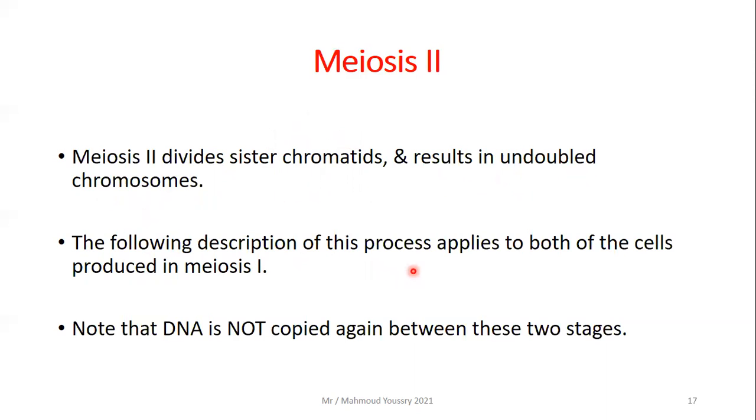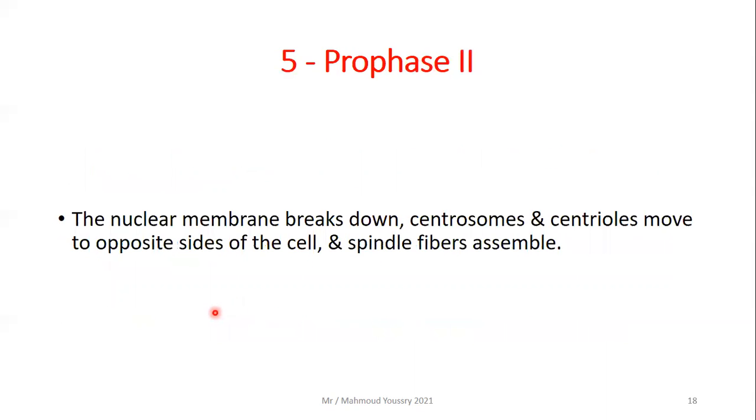The following description of this process applies to both the cells that are produced from meiosis 1. Note that the DNA is not duplicated again between these two stages. Let's see, prophase 2. In prophase 2, the nuclear membrane breaks down again, the centrosomes and centrioles move to the opposite side of the cell, and the spindle fibers assemble again.